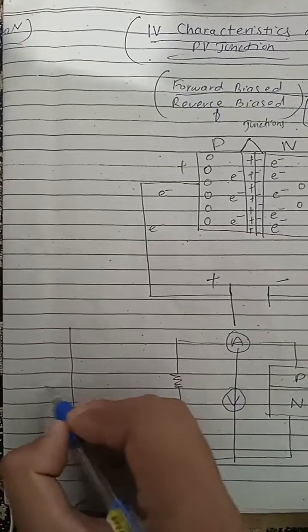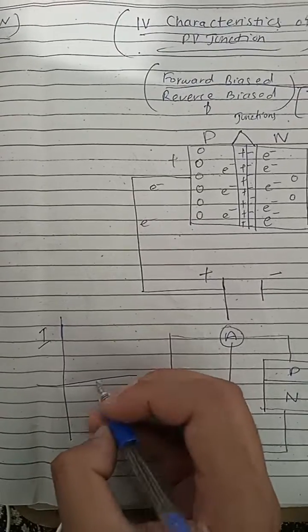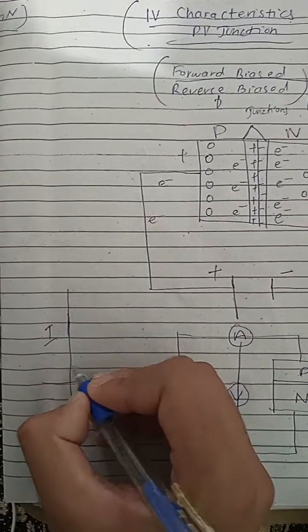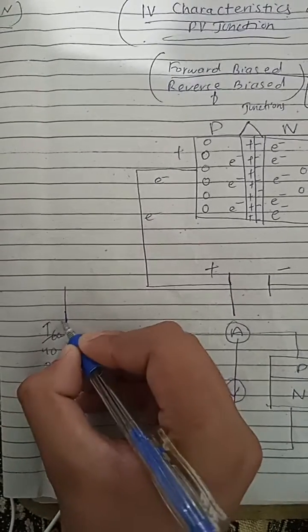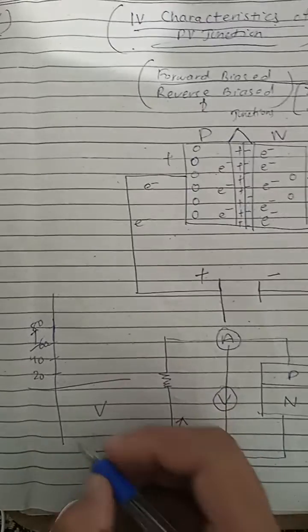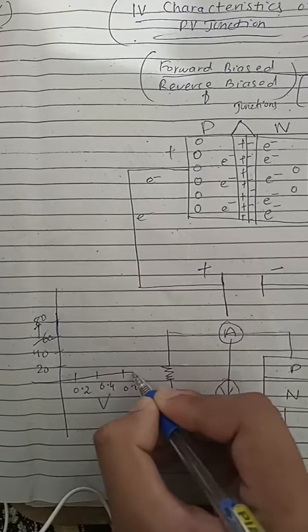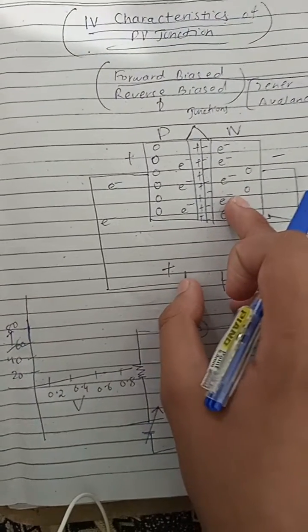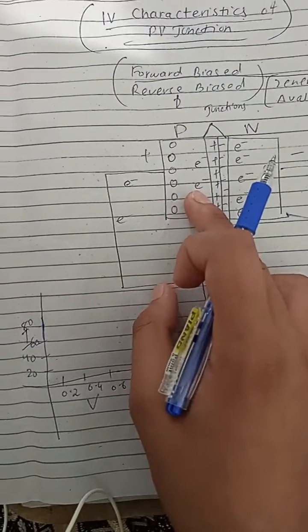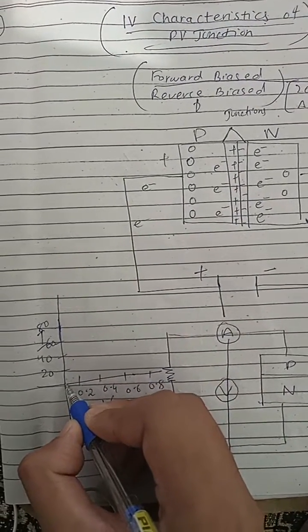So we're going to study this on a graph. Let's make a graph. This axis is for current and this axis is for voltage. Let's make the current values 20, 40, 60, and then 80. And the voltage values will be 0.2, 0.4, 0.6, 0.8. When we increase the voltage initially, the electrons are just gaining more kinetic energy to pass through the junction. So the voltage is increasing, but the current is still zero.